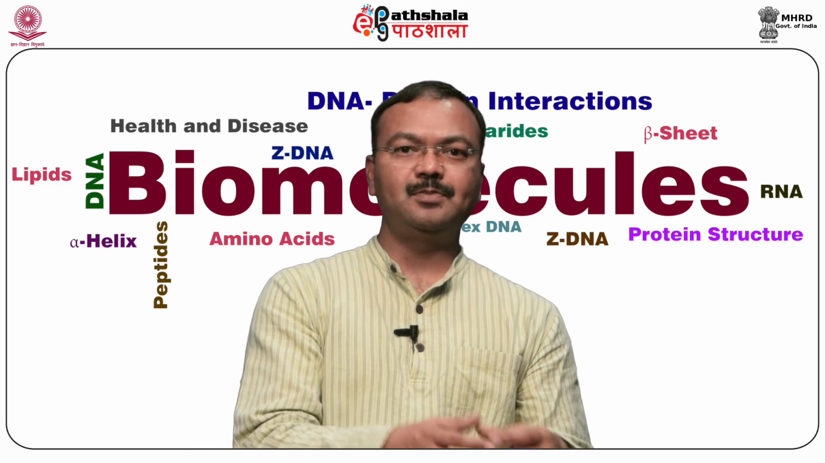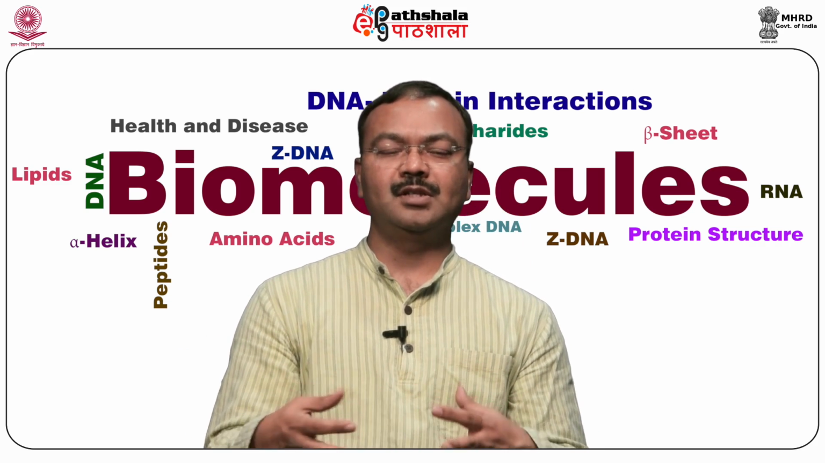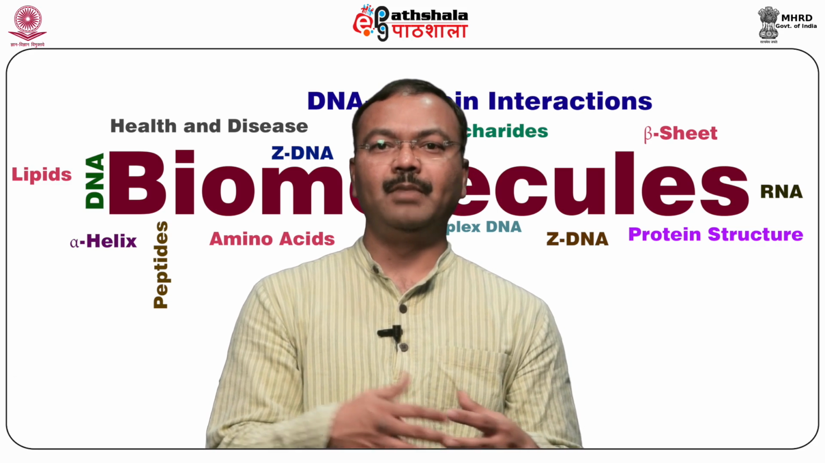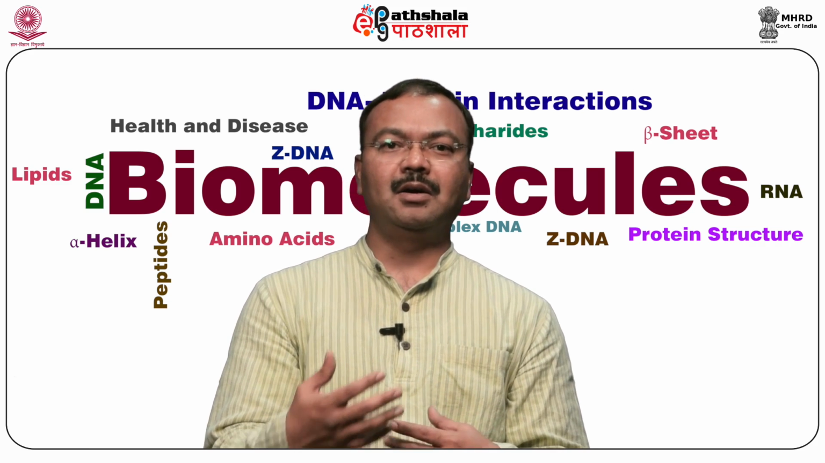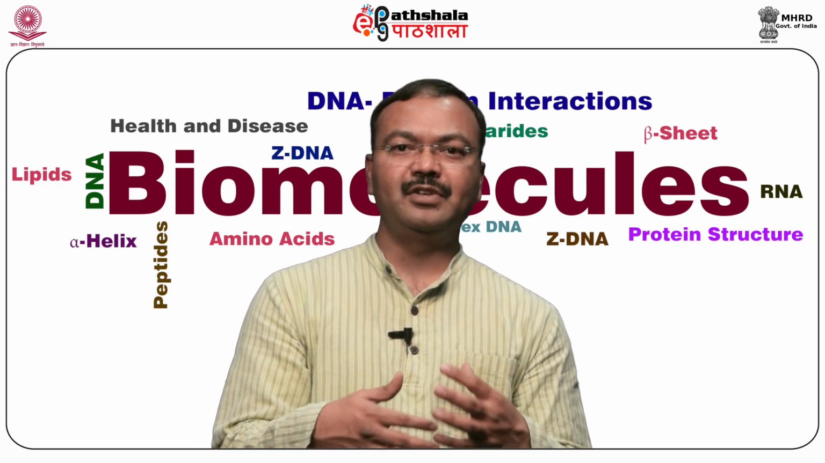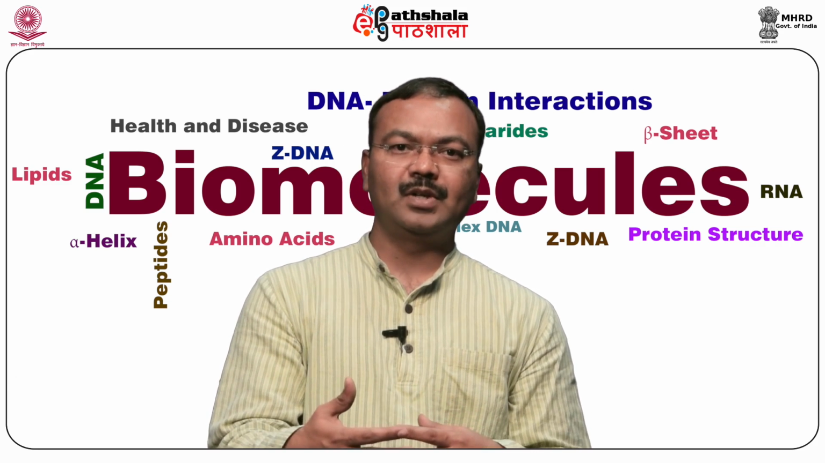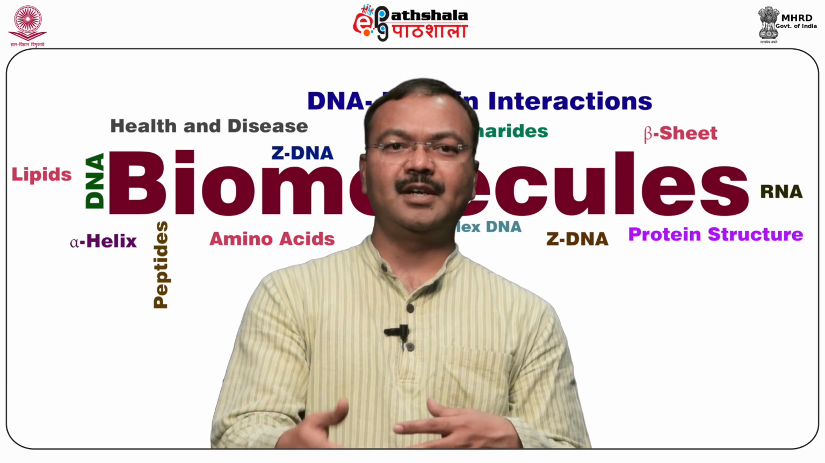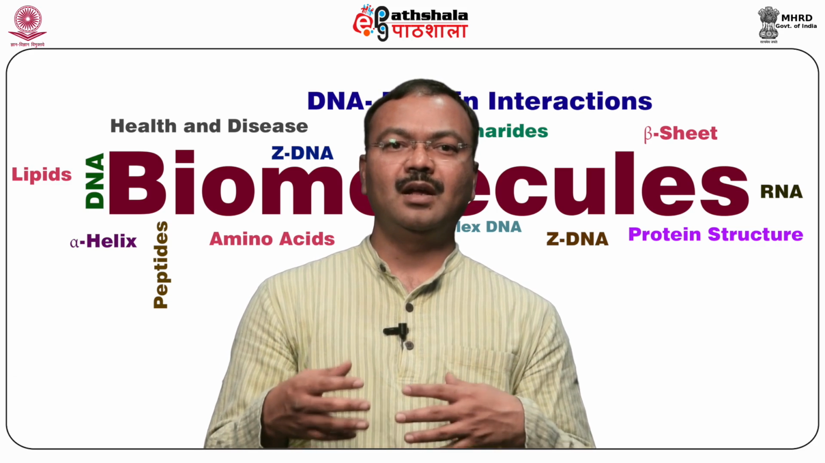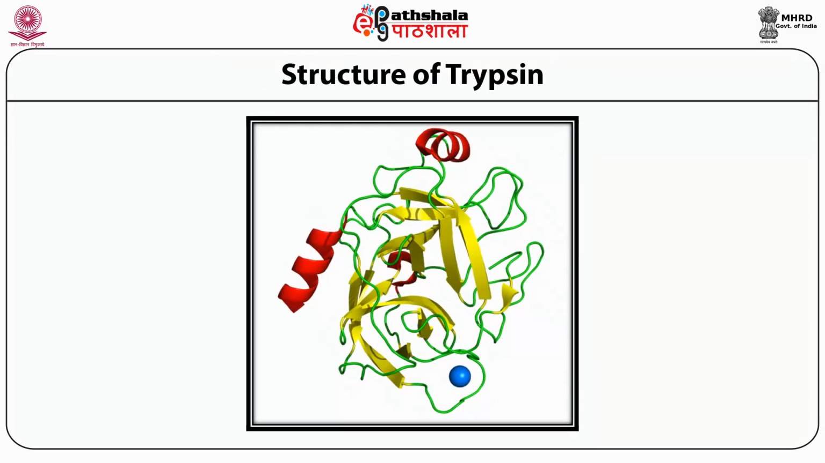So serine proteases play an important role in many processes like digestion, the blood clotting cascade, and several pathways, differentiation and development. Classical examples of serine proteases are trypsin, chymotrypsin, and elastase. Here I am showing you the structure of trypsin. Trypsin is dominated by beta sheets.